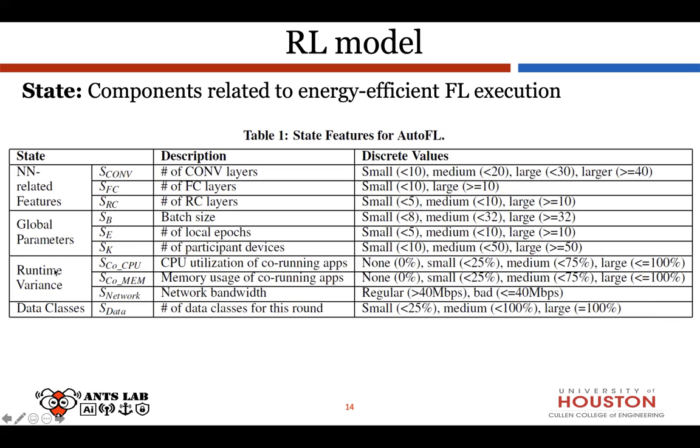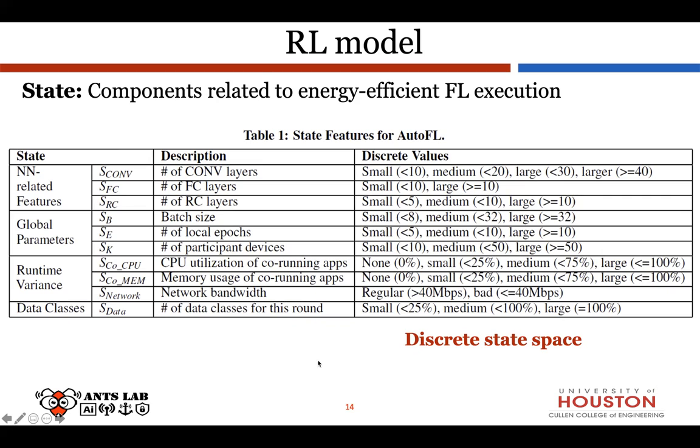It also considers the runtime variance, like the CPU utilization or memory usage of co-running apps and the network bandwidth. Besides, they also consider the data heterogeneity, which means they also consider the number of data classes for each round. So this is their state space. It should be noticed that the state space is discrete, which means each feature can be divided into several categories to reduce the complexity of their algorithm. So this is a definition of the state space.